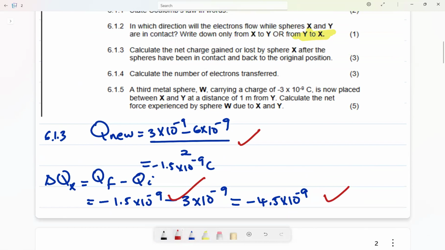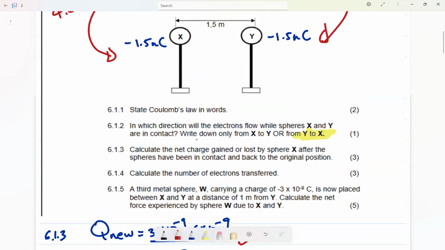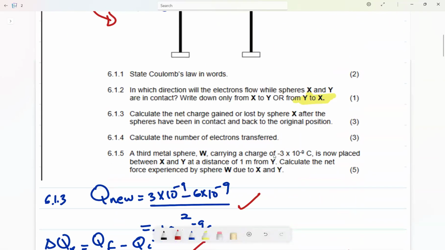The final answer thereof. Then they are telling us a third metal sphere W is carrying a charge of negative 3 times 10 to the power of negative 9 coulomb and is now placed between X and Y.